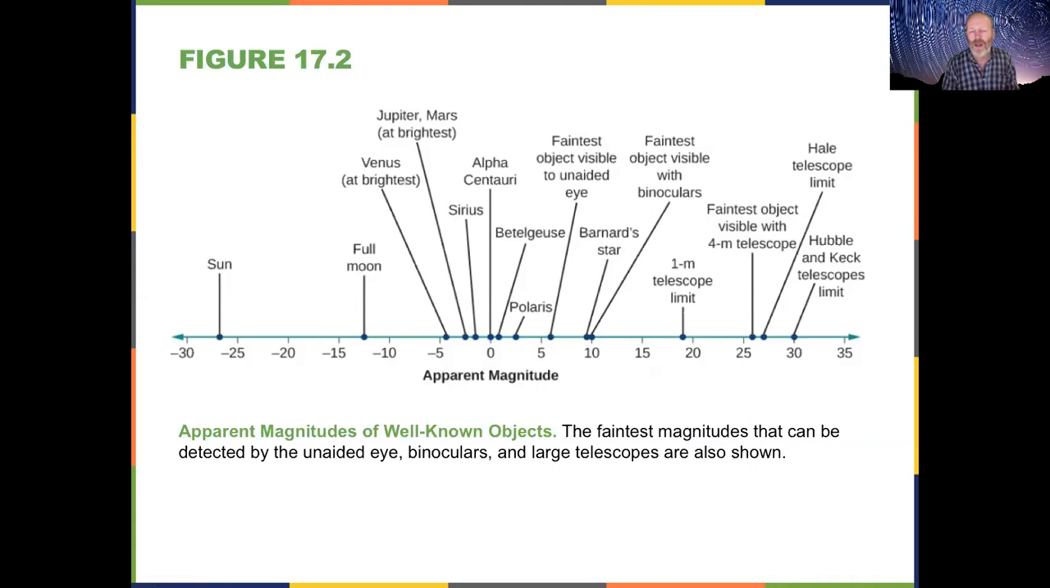is along the way. With binoculars, we can usually get down to about 10. With my telescopes here in my house, I can get down to maybe 12 to 13. A 1 meter telescope, which means basically that mirror about that large, we can get down to maybe 18. Hubble gets down to about 30.